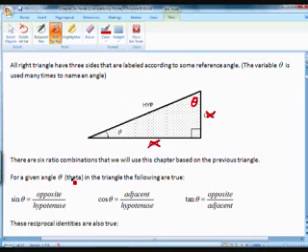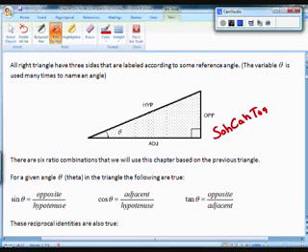There are 6 ratio combinations that we will use this chapter based on the previous triangle. For any given angle theta, if we're talking about this theta here, not the one that I made, for any given angle theta in a right triangle, the following are true. Sine is equal to opposite over hypotenuse. Cosine is adjacent over hypotenuse. Tangent is opposite over adjacent. We remember this by SOHCAHTOA.